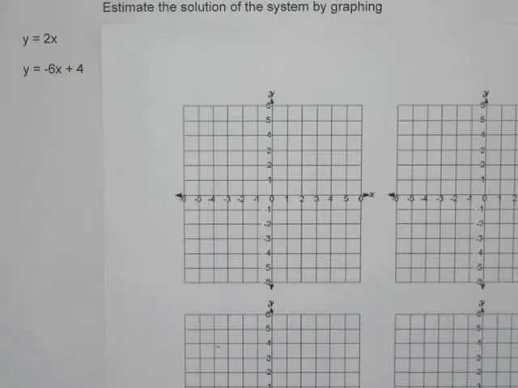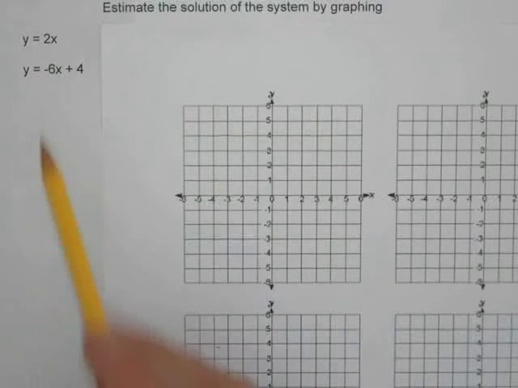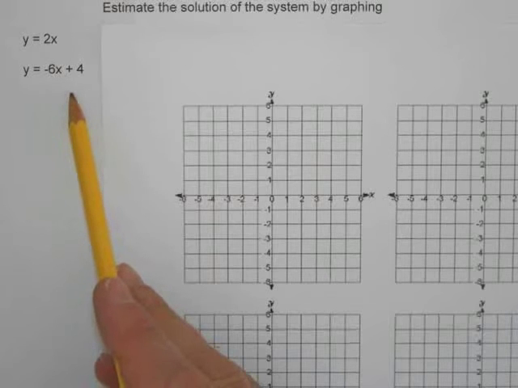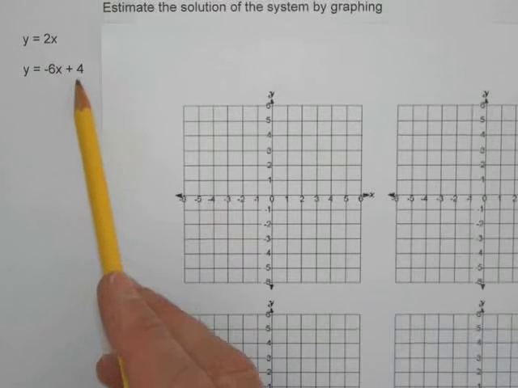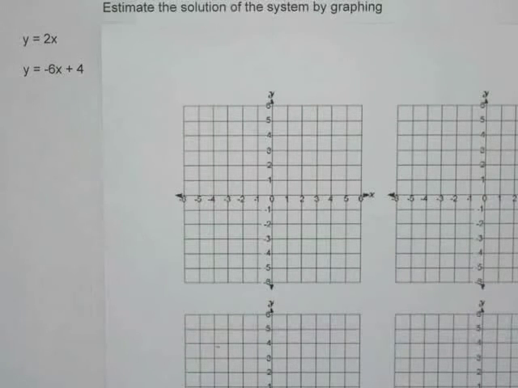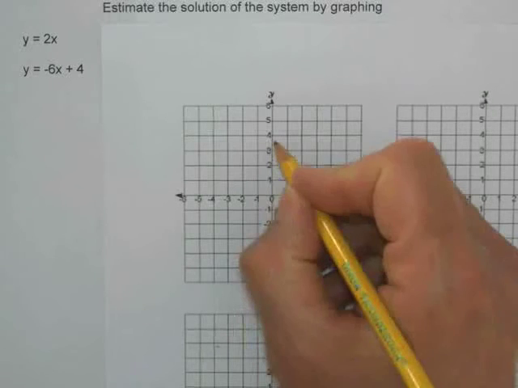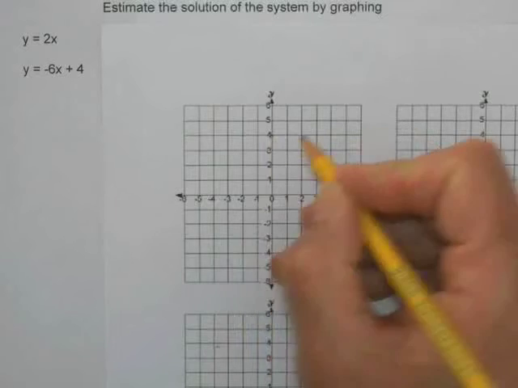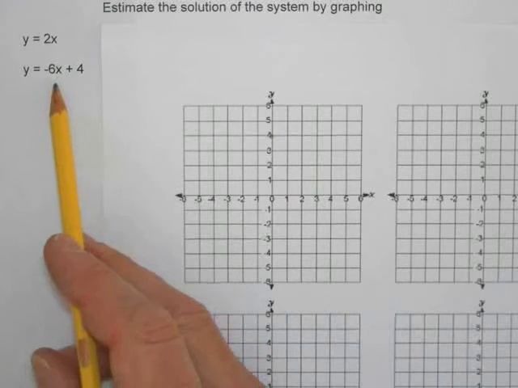All right, so we have two equations. One is y equals 2x, and the second is y equals negative 6x plus 4. So I'm going to start with the second one, and the reason I'm starting with the second one is because it's in slope-intercept form, and I'm just going to use the y-intercept and the slope to plot my points. So let's start with that. So our y-intercept, as you can see, is 4, and our slope is negative 6.